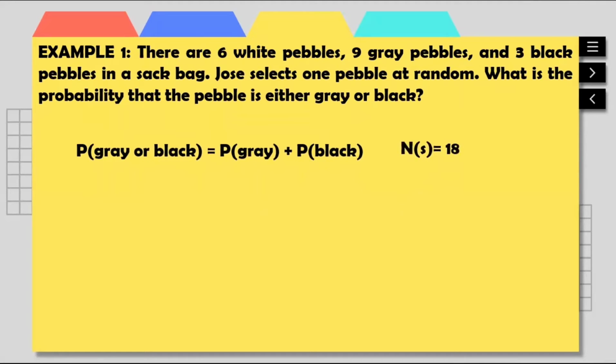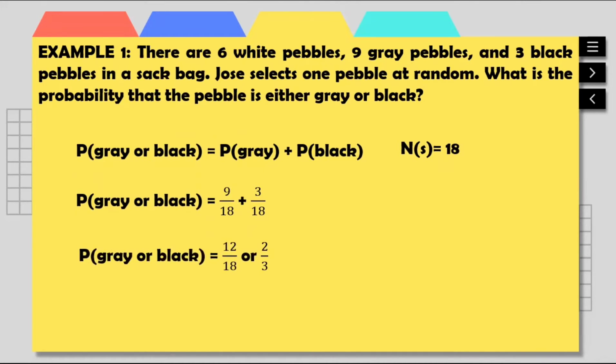So, how many gray pebbles are there in the problem? There are 9 gray pebbles, so 9 over the total number of pebbles, which is 18, plus the number of black pebbles, which is 3 over the total number of pebbles, which is 18. This leads us to 9 over 18 plus 3 over 18. So now, the probability of getting either a gray or black pebble is equal to 9 plus 3, which is 12 over 18 or 2/3. Now, let's remember that our answer should always be in lowest terms. So, the probability that the pebble is either gray or black is 2/3.